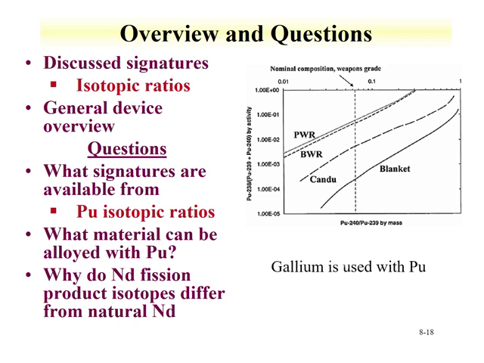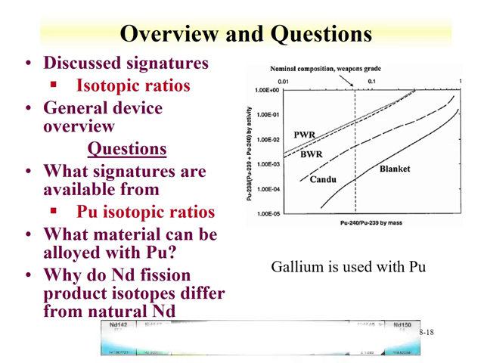What material can be alloyed with plutonium? Well, if one goes back to the plutonium lecture, you'd see that there's a host of materials that can be alloyed with plutonium. But for forensics applications, it would be gallium that's used for an alloy of plutonium. And why do neodymium fission product isotopics differ from the natural?